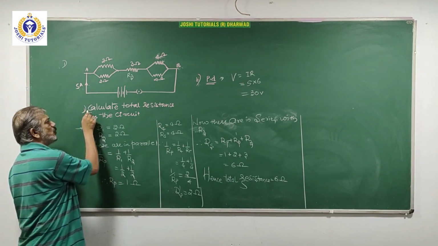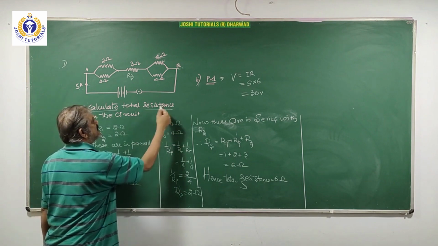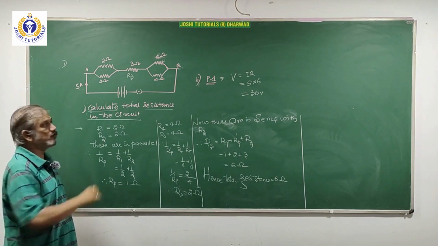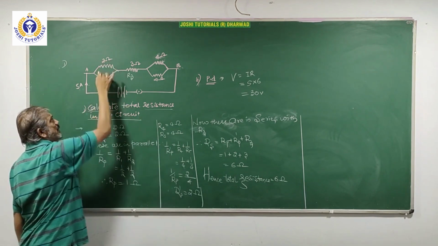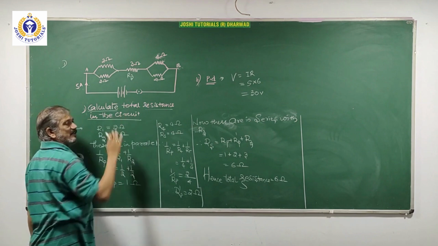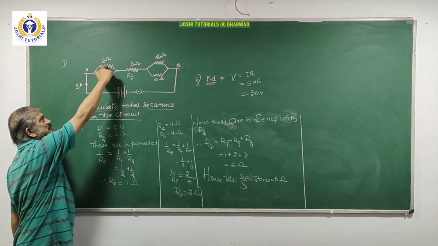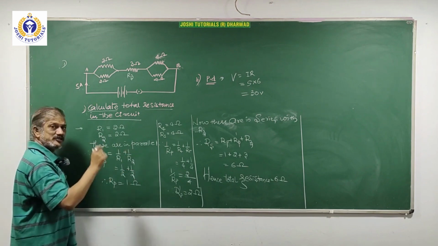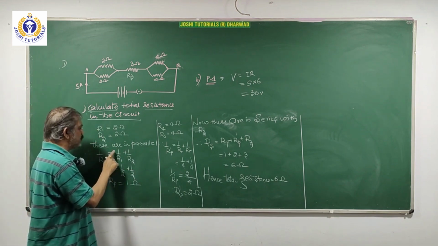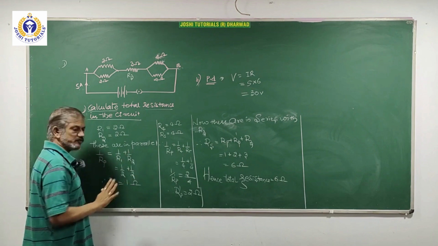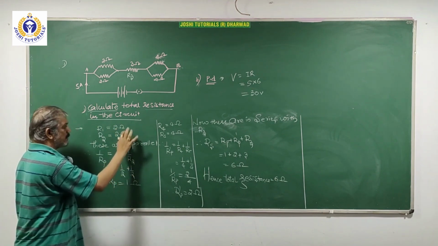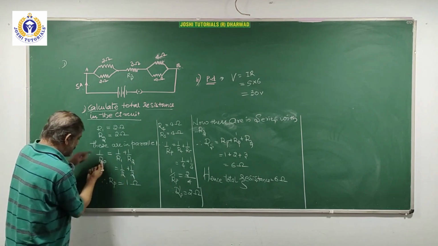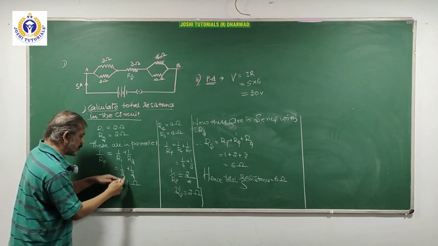They have asked 2 questions. Calculate the resistance in the circuit. Total resistance. Total means we cannot add them as they are. First you have to see these two are connected in parallel. Parallel means you should remember 1 by Rp equals 1 by R1 plus 1 by R2. 1 by 2 plus 1 by 2, nothing but 1. Reciprocal of Rp, that is the reciprocal of 1, is 1.